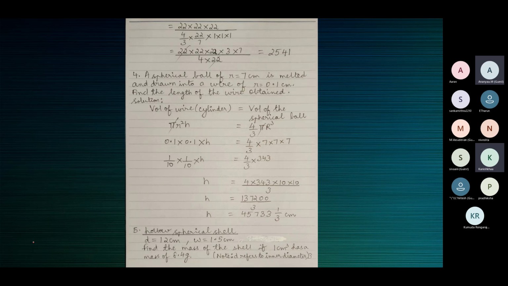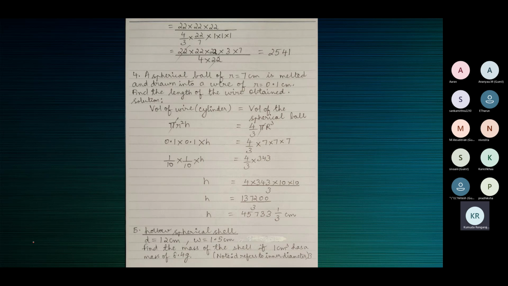1.5 centimeters. So how do we find the value of capital R? Width plus small r. Very good. So 6 plus 1.5, 7.5 is the value of capital R. Thank you, Ananya. Yes, ma'am. Very good.